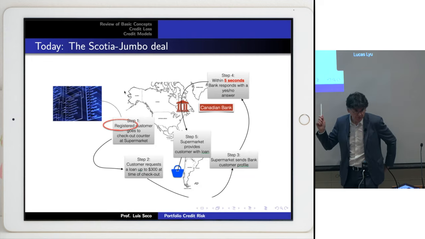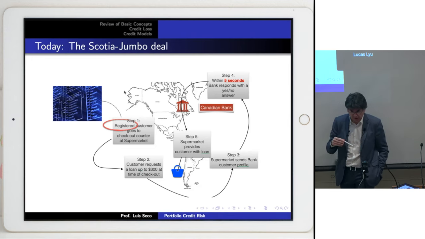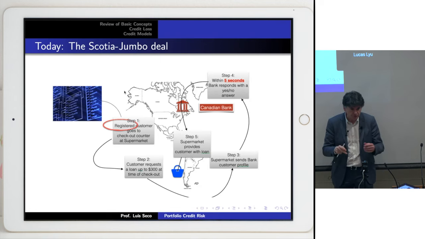So the way this deal works is as follows. If you're in Chile and you go buy your groceries, at checkout time you have the option to apply for a loan up to $300. Not 50 million like before, $300. And the arrangement between the supermarket and Scotiabank was that within 5 seconds, the following thing has to happen. The person asks for the loan.